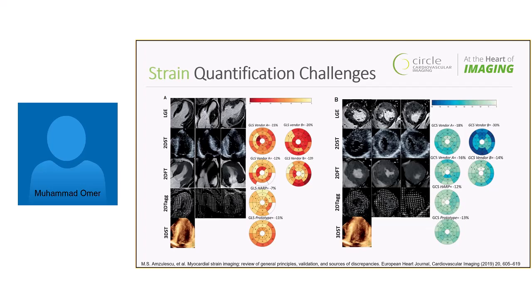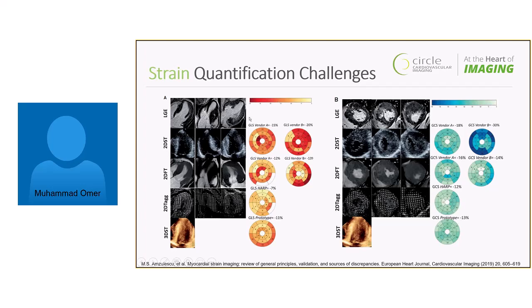I discussed the modality differences. So this slide shows the differences in the strain quantification when we are using different modalities. Here we are seeing 5 different modalities that are used for strain quantification, which includes the LGE, which is late gadolinium enhancement imaging, 2D speckle tracking, 2D feature tracking using CMR, tagging, and 3D speckle tracking.